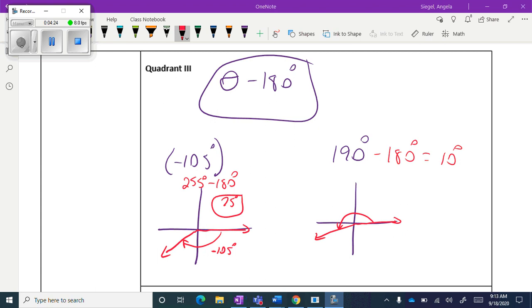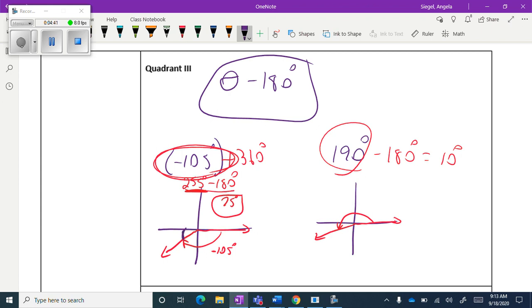Okay, so I came up with 2 examples here, negative 105 and 190. Negative 105 is too small, so I'm going to add 360 to it, and it ends up being 255. So I'm going to take 255, subtract 180, and this angle measurement right here is 75 degrees. Same thing over here. I have 190. I'm going to subtract 180, and I get that this reference angle is going to be 10 degrees.